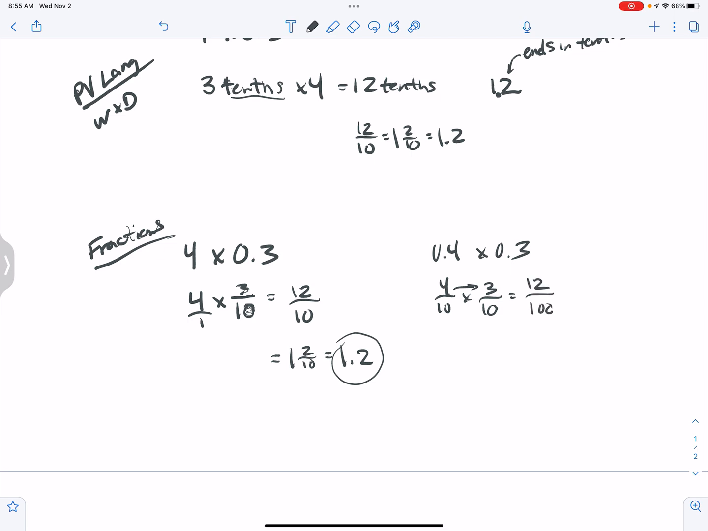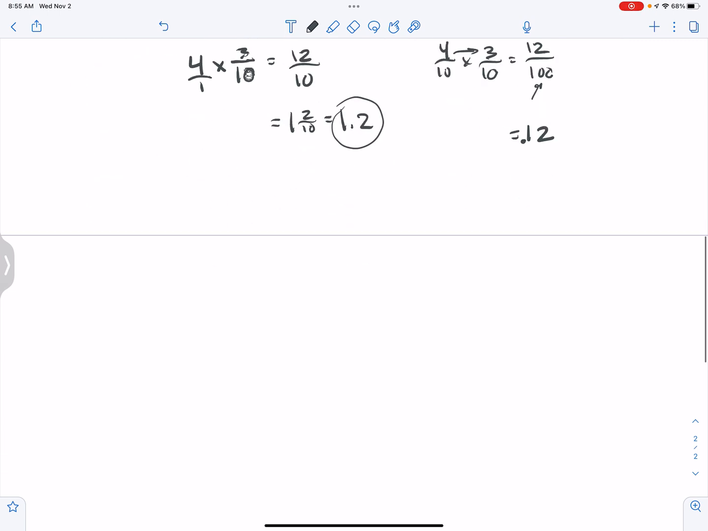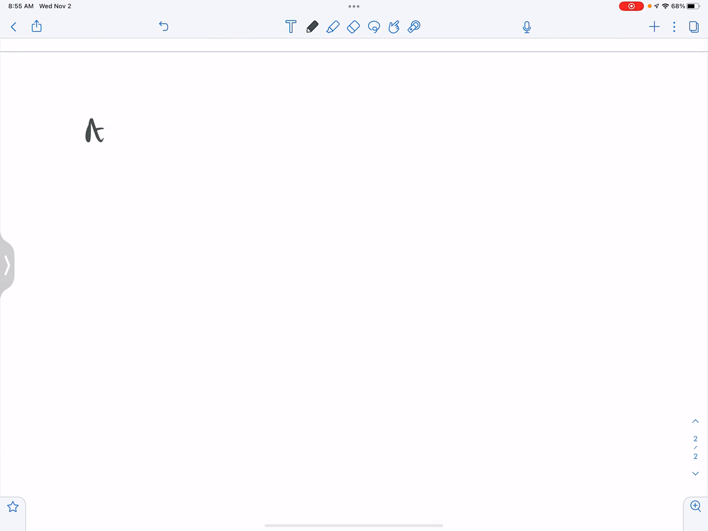Now keep in mind, this is tenths times tenths, so your answer is 1/100, and 12 hundredths is a 12 that ends in the hundredths place. So that's for a little bit later, but just a quick preview of that. So now we're going to be looking at the algorithm for 4 times 3 hundredths.